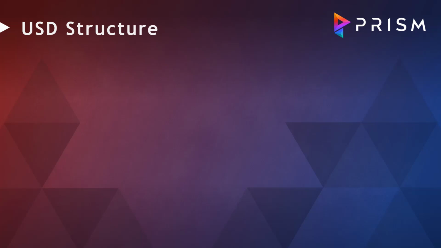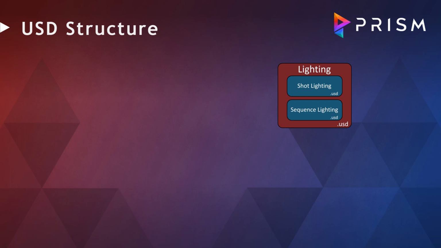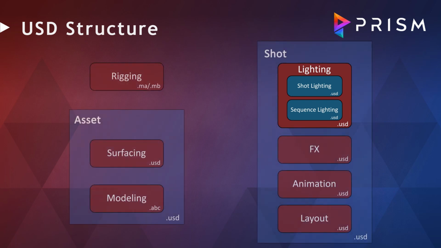Let's take a quick look at our USD shot container. We exported a sublayer named Sequence Lighting, and we also exported a sublayer named Shot Lighting, and in the background Prism created a new USD file and referenced in these both sublayers. The new USD file now becomes our lighting department layer and gets referenced into our main USD shot container. Now that our USD shot container contains the department layers of all our departments, we send it to the render farm where it gets rendered to produce the final images.